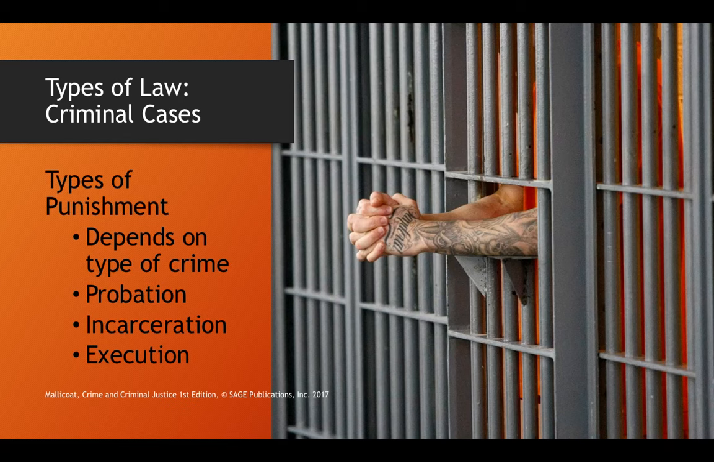Now, we have different types of punishments for criminal cases, right? And obviously they depend on the crime. You're not going to give somebody who purse snatched the same thing as someone who committed a homicide, right? So we have probation, we have incarceration, and we have what seems like the ultimate punishment, which is execution.